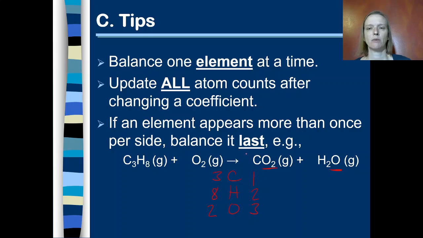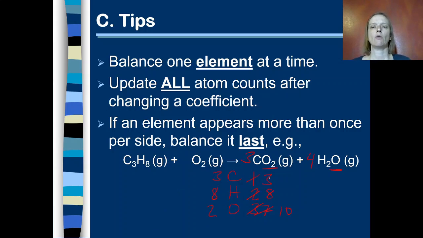I want to have 3 carbons, so I'm going to write a 3 in front of my carbon molecule. And now that changes the oxygen. So now I've got 3 times 2 is 6, plus 1 is 7. Next, I'm going to balance my hydrogens. In order to get 8 hydrogens, I need to write a 4 in front because 4 times 2 is 8. So now I update my hydrogens, but this compound also contains oxygen, so I need to update the oxygen as well. Okay, 3 times 2 is 6. Plus 4 is 10. So I've got 10 oxygens total.